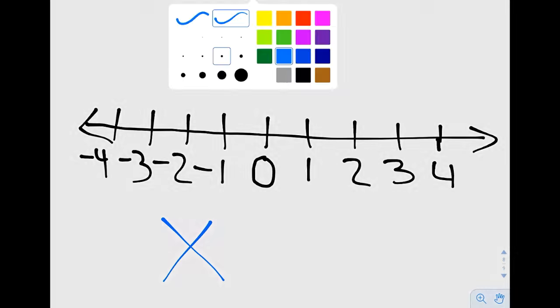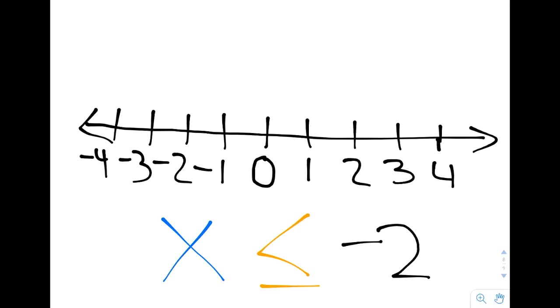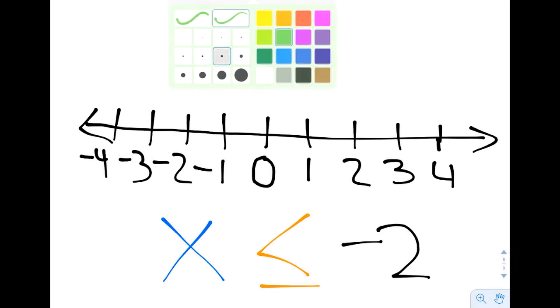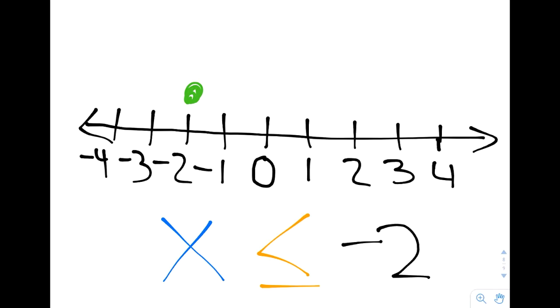Let's say our inequality is x is less than or equal to -2. First, place a closed dot on -2. We are putting a closed dot, not an open dot, because -2 is included in the set. Next, draw an arrow pointing to the left. The reason we are pointing the arrow to the left is to show that all numbers that are less than -2 are included in the set, like -3, -4, -5, and -6.